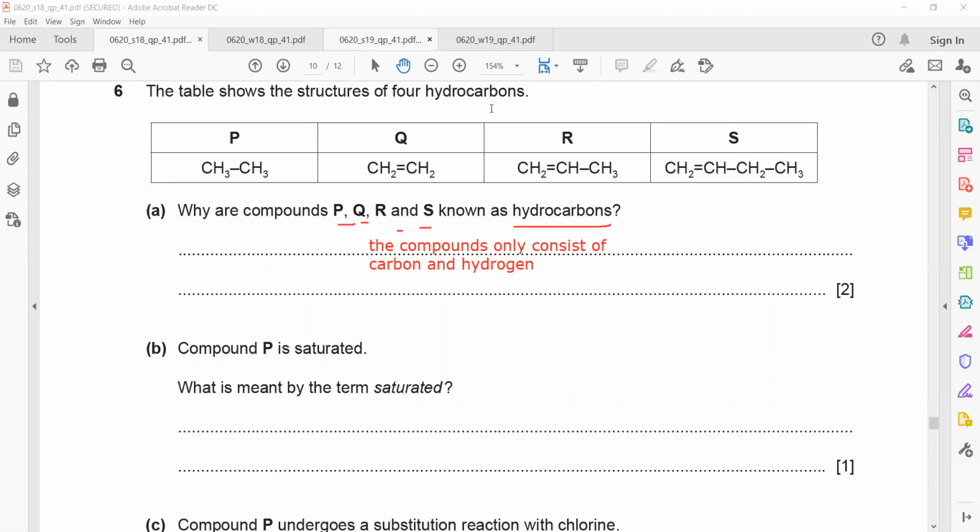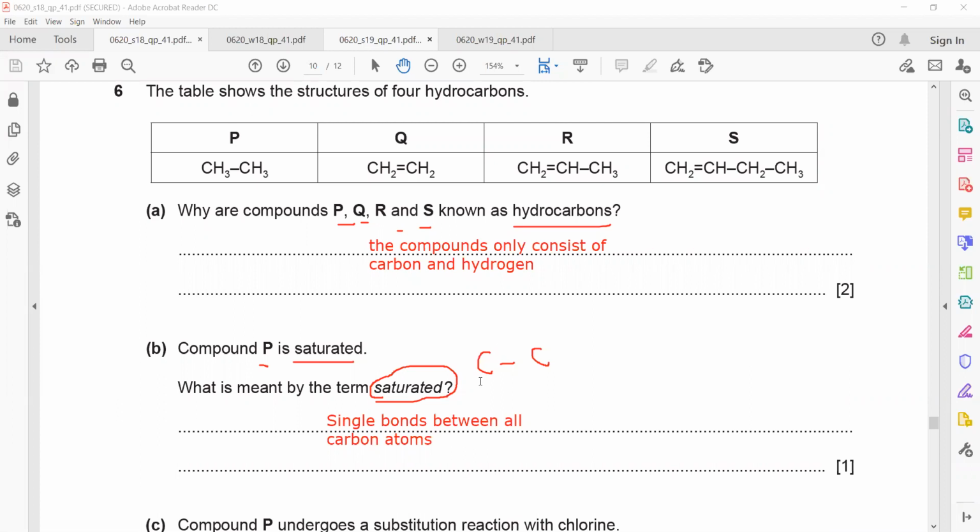For hydrocarbon, the compound P is saturated. What is meant by saturated here for hydrocarbon? It means it contains carbon-carbon single bonds. So single bonds between the carbon atoms. That is why we call it saturated. No double bond in the structure, only single bonds are within the structure.